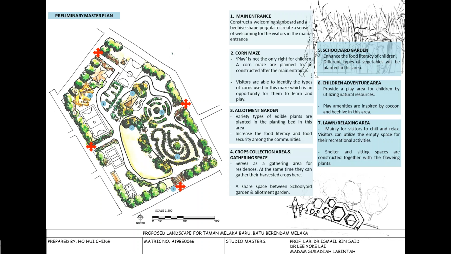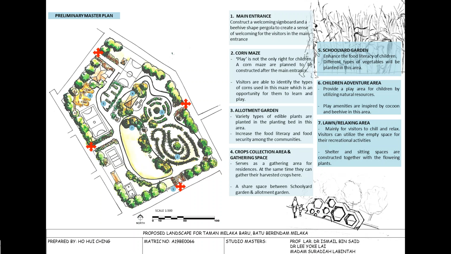So this area is actually the main entrance where we will construct a welcoming signboard and a beehive-shaped pergola to create a sense of welcoming. And then after they go in from the entrance, there is a walkway which surrounds the 7 main spaces in this area, whereby visitors can visit the main spaces along the walkway. At the same time, it also serves as a walkway for the visitors to exercise around, to cycle around.